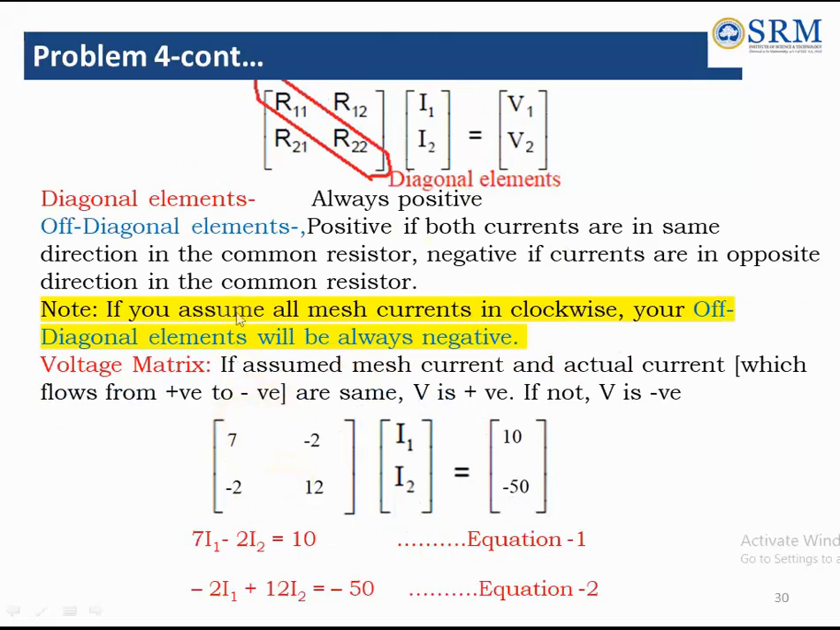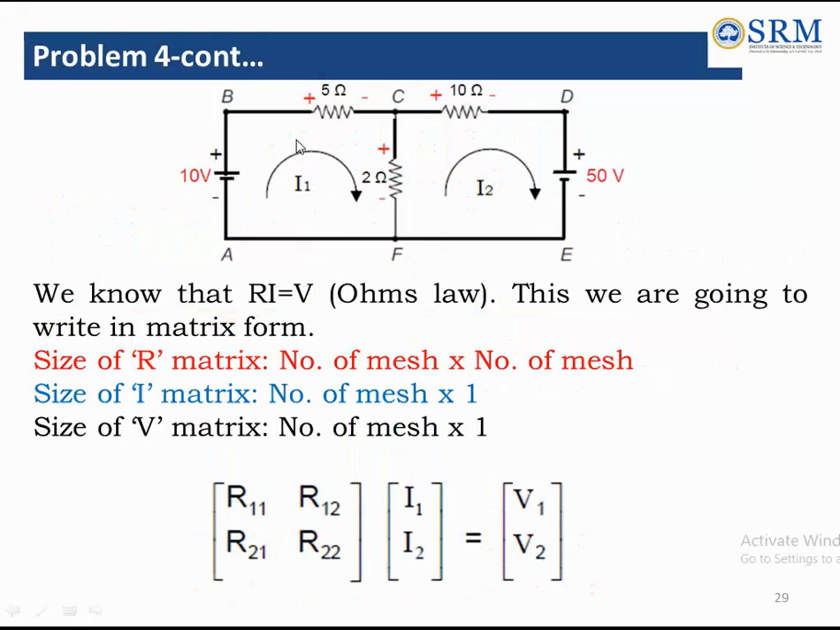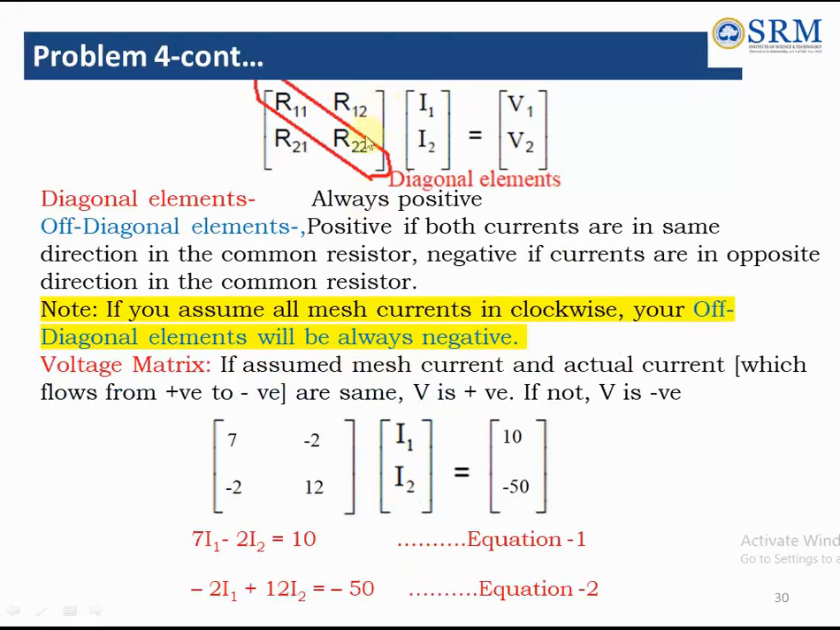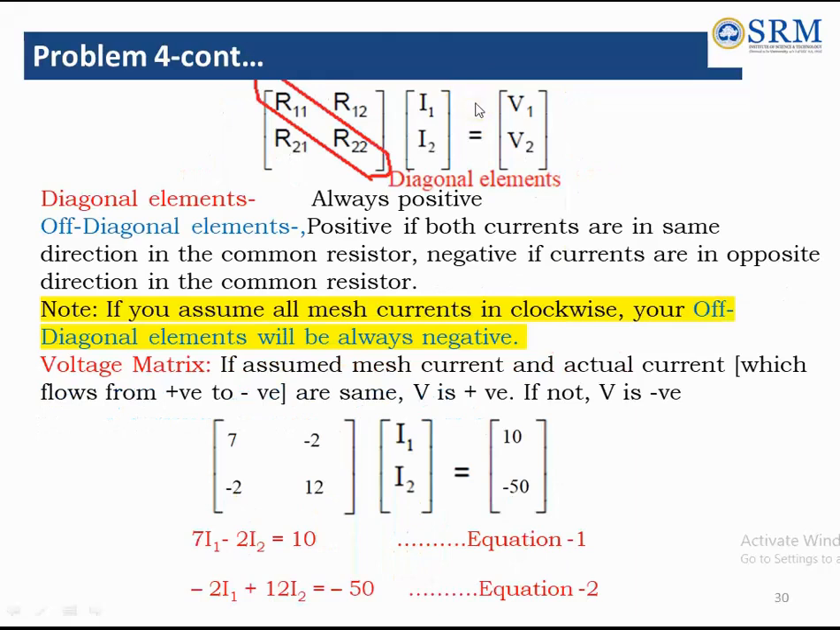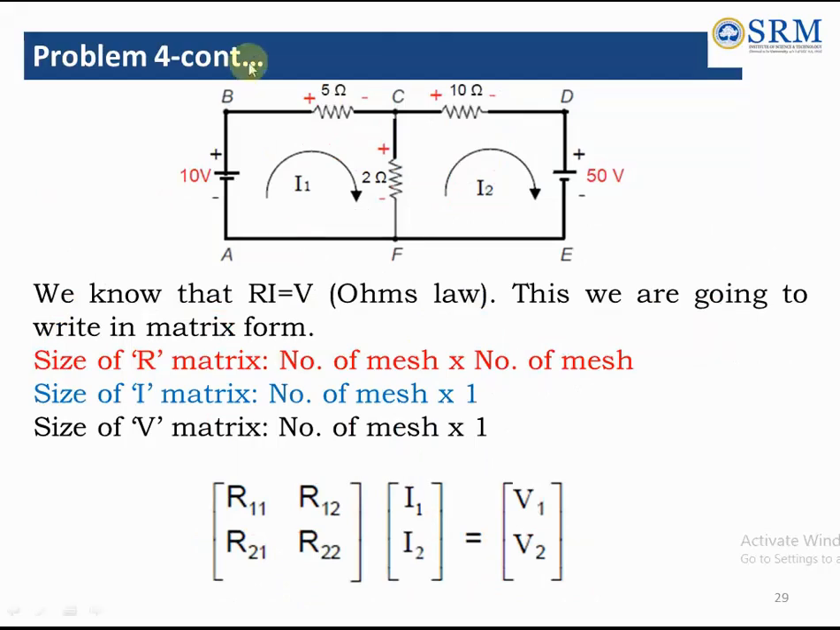So let us find the values. R11 is the total resistance in mesh 1, 5 plus 2, that is 7. Similarly, the diagonal element R22 is the total resistance in mesh 2, 2 plus 10, 12 ohms. And what about the off-diagonal elements? They are going to be the same, and it is nothing but the common resistor value with the negative sign, minus 2 ohms.